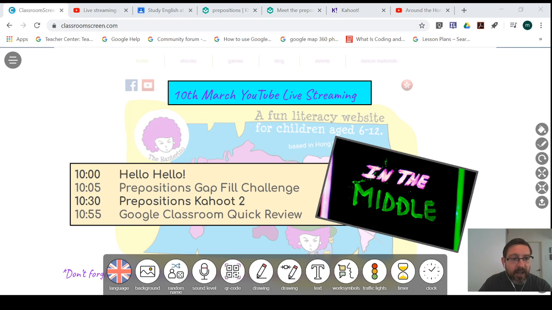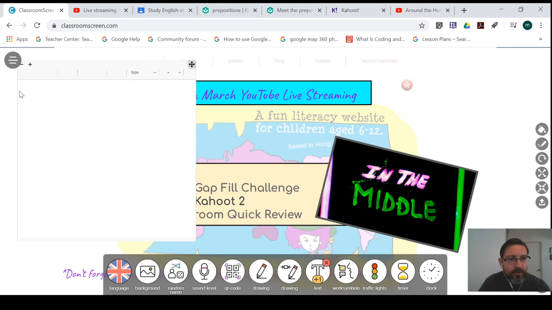So today, as you can see, we are in the middle, which means we're going to be doing a little bit more difficult stuff than yesterday. But we are still looking at prepositions today. Now, if you were watching yesterday, we did a Kahoot all about prepositions, and it was quite easy, just looking at different words. Today we're going to go a little bit more difficult, and we're going to think about our prepositions really in two ways. Now, if I just pull up a text box here, so we can think of place.